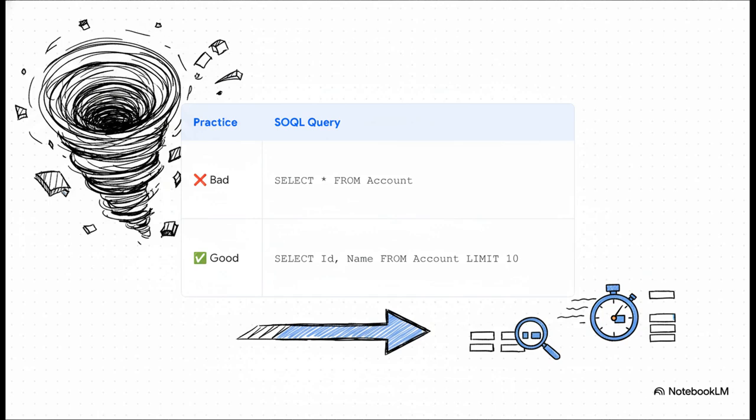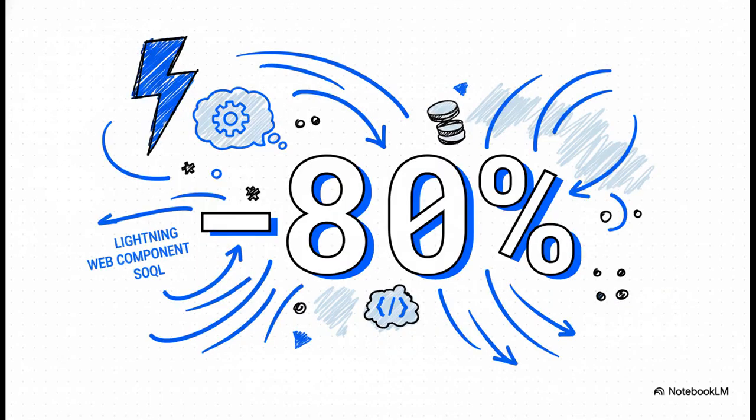A classic mistake is doing a SELECT all and pulling every single field from an object. Just look at the better way. We're only asking for the 2 fields we actually need, and we're limiting the results. And what's the payoff for that one little change? This. You can literally cut your query cost by 80% or more. This isn't a minor tweak. This is a massive performance gain from writing just a little bit of smarter SOQL.